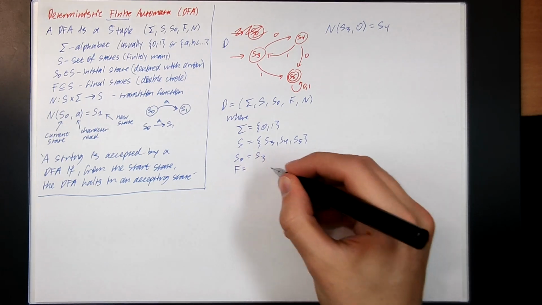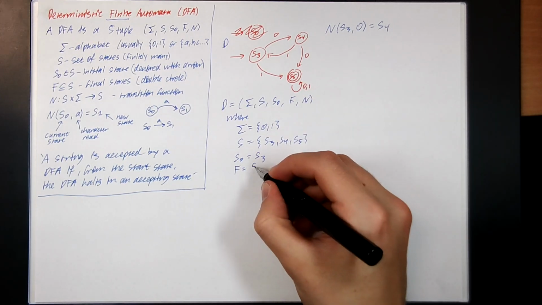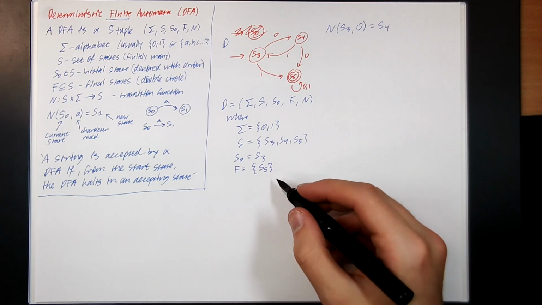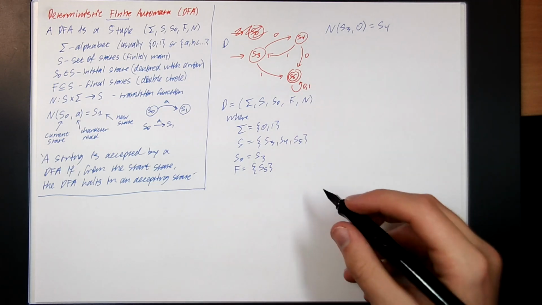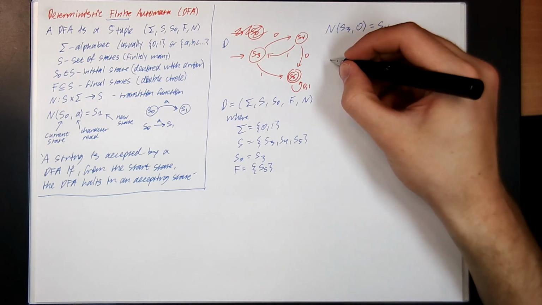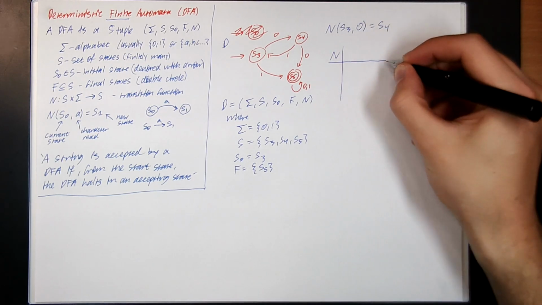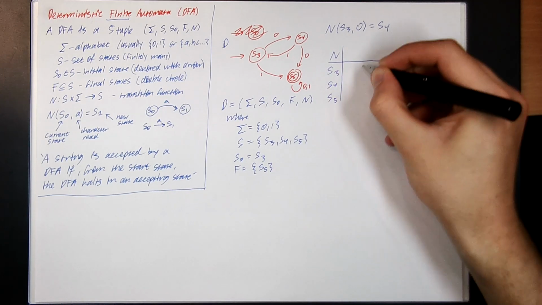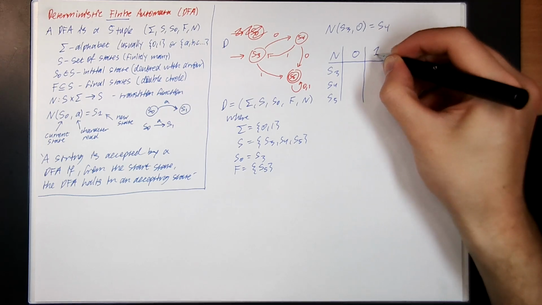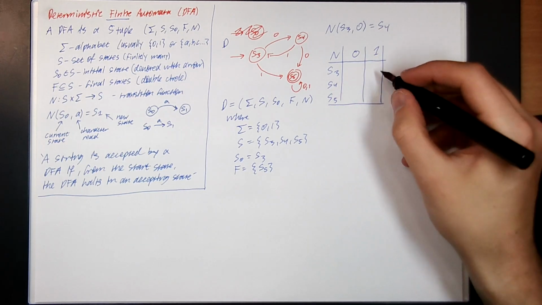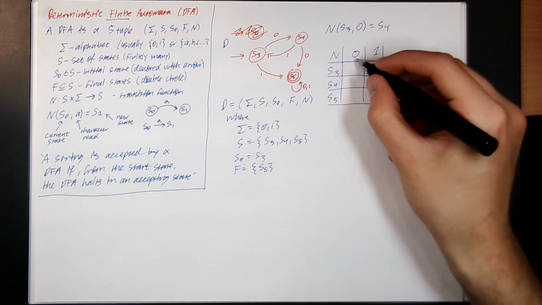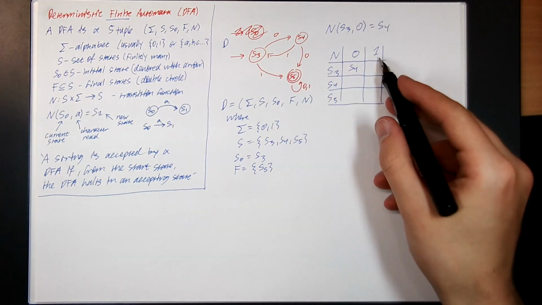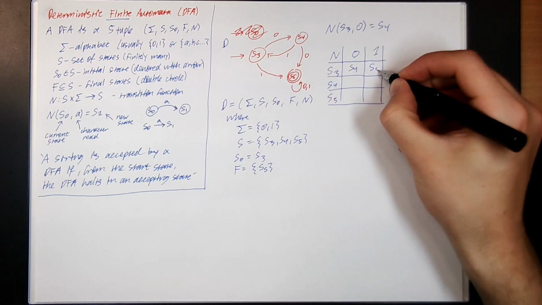F is the set of all final states, so the set containing S5, not just S5, but the set containing S5, because again, there could be more than one. And N is the transition function. The nicest way to write the transition function is to write it out as a table. So you have each state on a row, and each character as a column, and then you just enumerate all the combinations. So if I'm in S3 and I see a 0, I go to S4. If I'm in S3 and I see a 1, I go to S5. And you get the idea.